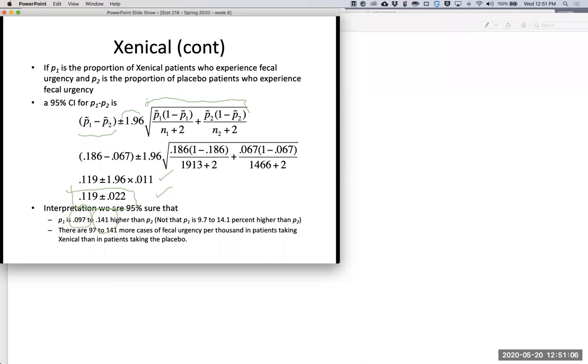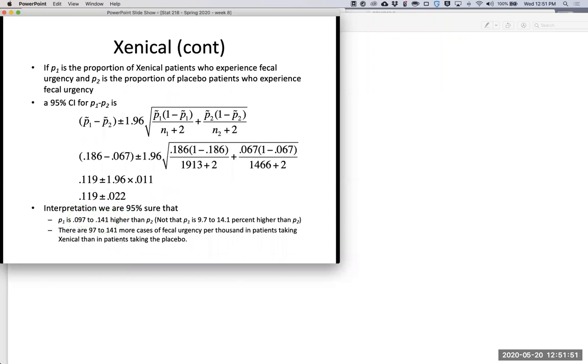Supposing there are 1,000 individuals who are taking Xenical, and suppose there's 1,000 individuals who are taking the placebo. I'm saying typically there would be 97 to 141 more cases of fecal urgency in the Xenical taking than in the placebo taking group. So, cases per 1,000. I'm literally going to multiply these numbers, the estimate and the margin of error, by 1,000, and I'm going to say that's how many more cases per 1,000 you have. You got 97 to 141 more cases of fecal urgency per 1,000 people taking the medication.